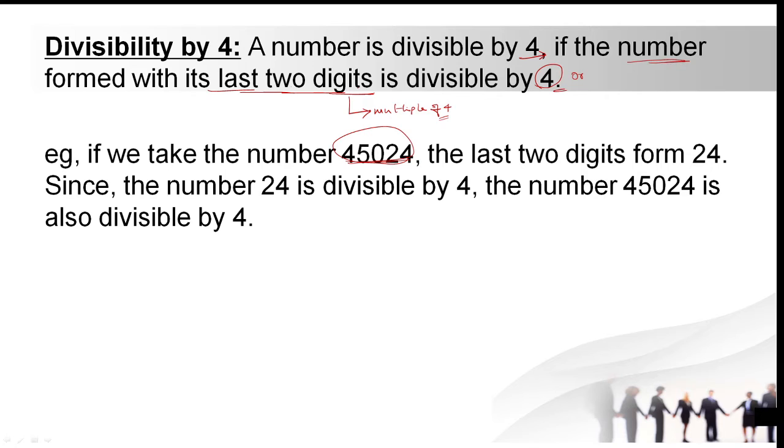So what is the condition? The number formed with its last two digits. What are the last two digits? 2 and 4 are the last two digits. The number formed from those two digits is 24, and this 24 is a multiple of 4. How many times? 4 sixes are 24. So that's why we can say the entire number is divisible by 4. This is a simple rule for 4 actually, right? But this rule is very important for competitive examinations.